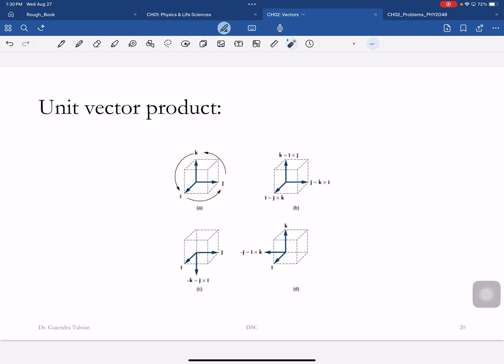So this shows you the special products. I cross J is K, J cross K is I, K cross I is J. And of course, J cross I would be minus K and so on. So these are special cross products you have to remember.